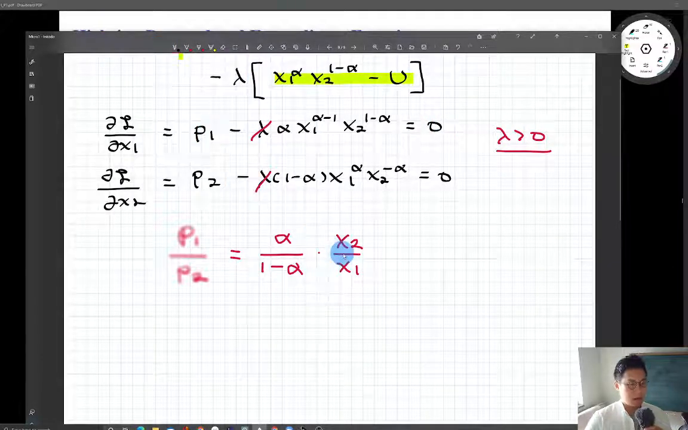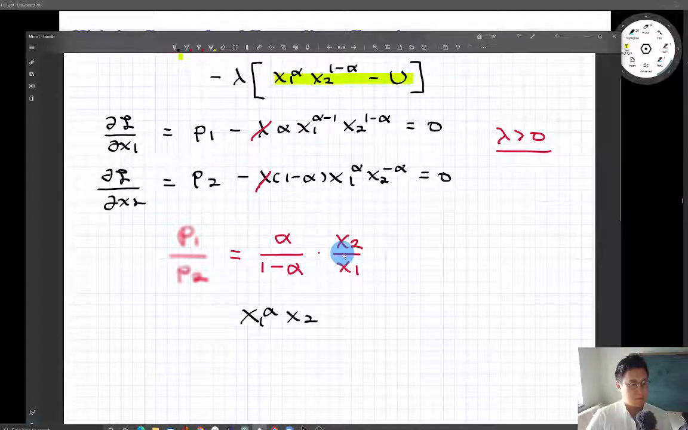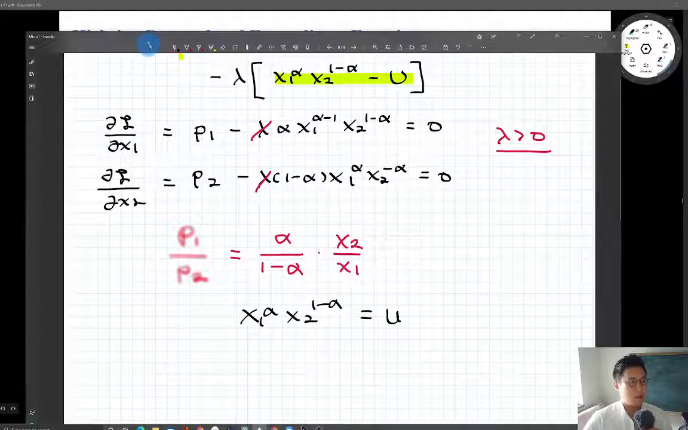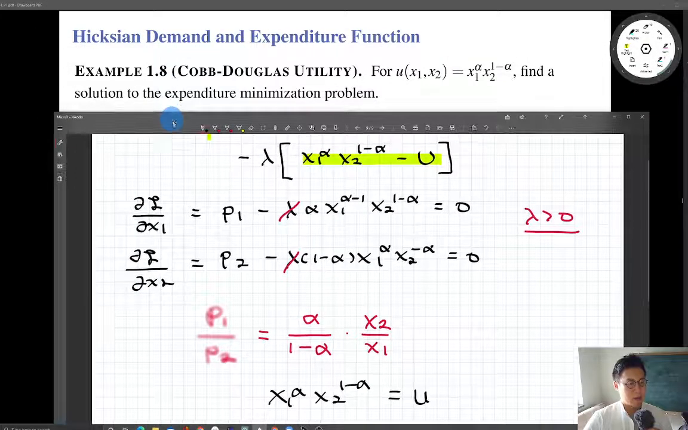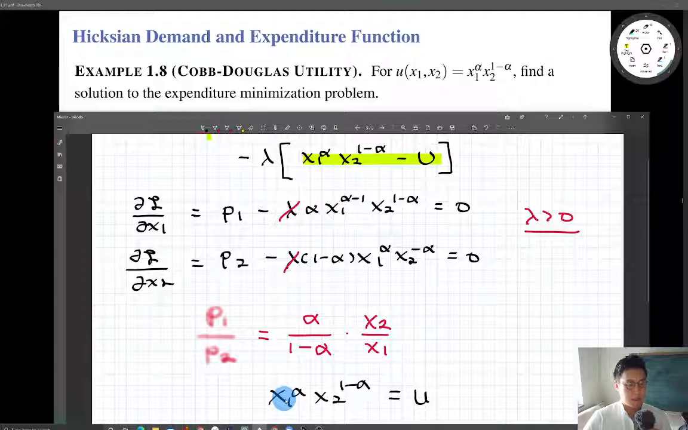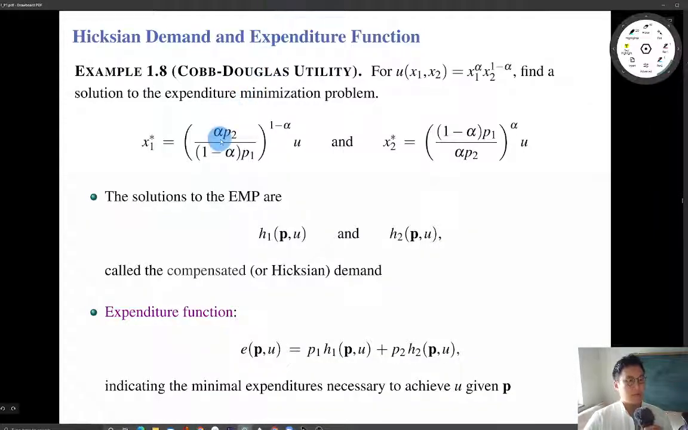So we have an additional equation, utility equals u, the target utility, right? So using these two equations, you can solve for x1. So you can find x1 and x2 and express them as a function of the price vector, p1 and p2, and the target utility. Okay? So here's the solution.